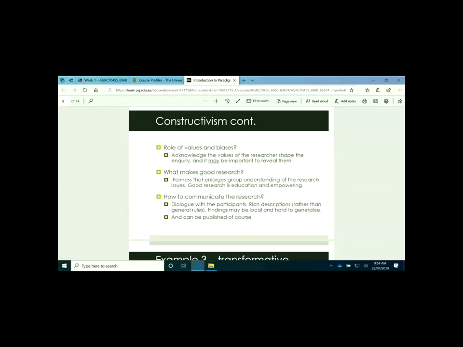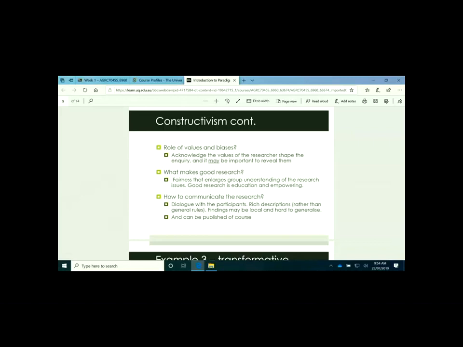In this case, what makes good research? Fairness that enlarges group understanding of the research issues. Yeah, good research in this case is educational and empowering. Right. How do we communicate research? Well, normally it's through dialogue with the participants.